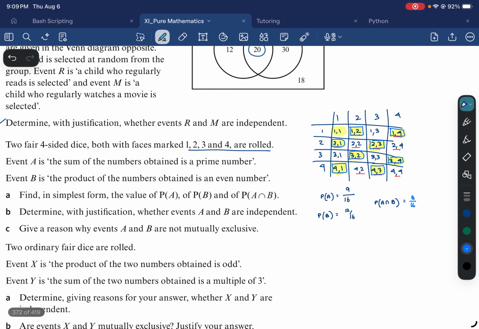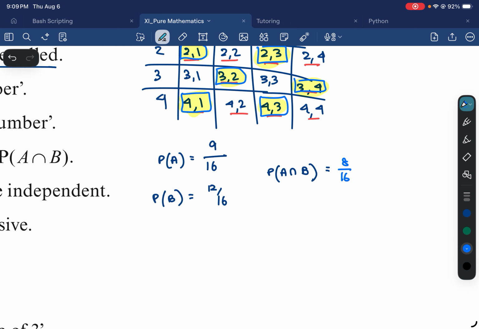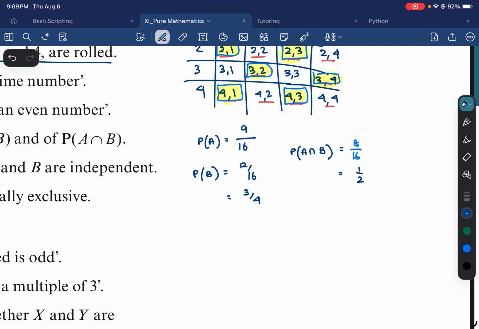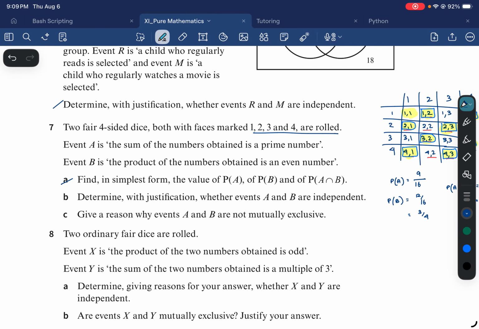All right. And they want me to find it in the simplest form. So 9 over 16, they are co-prime, so I can't do anything about it. This is 3 over 4, and this is 1 over 2. All right. So that is solution to A.